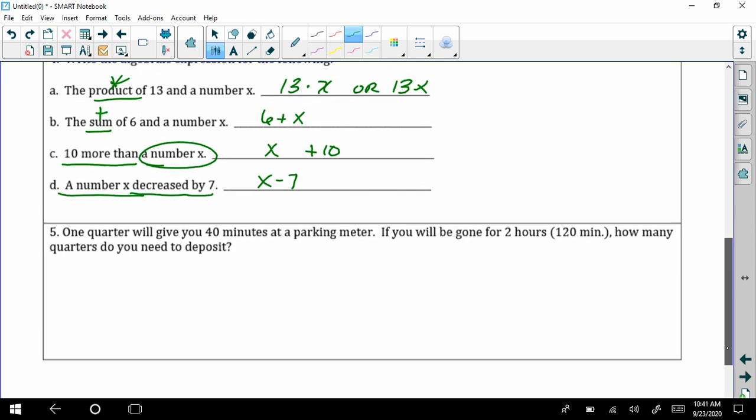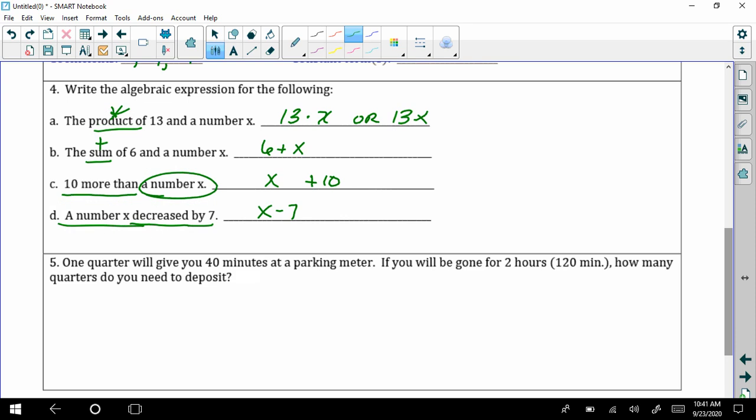And the last one we have here, 1/4 will give you 40 minutes at a parking meter. So 1/4 gives me 40 minutes. If you'll be gone for 2 hours, which is 120 minutes, let's put your minutes on the bottom, 120 minutes on the bottom. How many quarters do you need? Q. We don't know. So what did I multiply 40 by to get to 120? That's one way to do it. So 1 times, so that was actually times 3. So times 3 gives me 3. So I need 3/4.